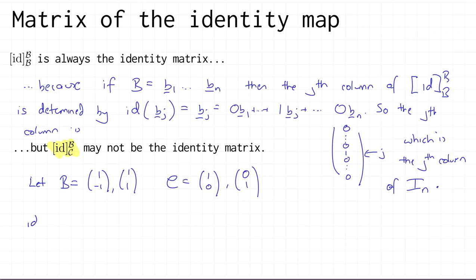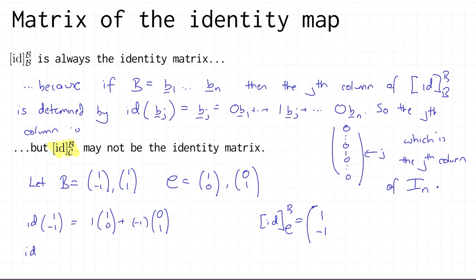Well, the identity of (1, -1), the first element in our initial basis, how do I express that in terms of the standard basis? Well, it's 1 times (1, 0) plus -1 times (0, 1). So the matrix of the identity would look like, we just worked out the first column, we found it's (1, -1). Okay, it's actually the same as the first basis vector in B.